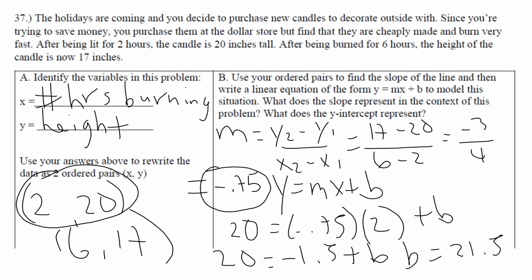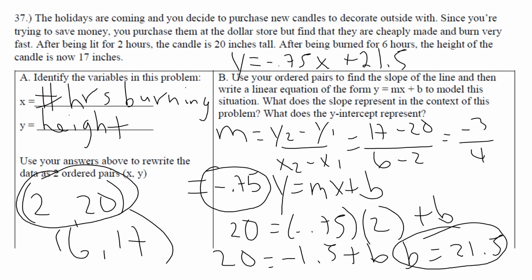So now that you found your slope and now that you found your y-intercept, you're going to put them together to have the magical equation that you can now use for the entirety of this problem. So y equals negative 0.75x plus 21.5. That's the equation that we're going to use going forward, and then it asks you additionally to explain what each thing means.